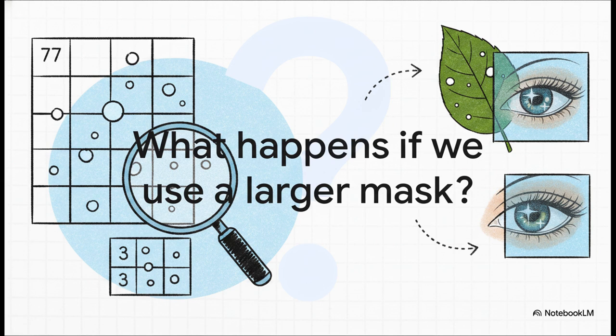Would it clean up larger clumps of noise? Or would it start to accidentally erase genuine fine details in the photograph, like the texture of a leaf or the sparkle in an eye? It's a fascinating trade-off in the spatial domain to think about.